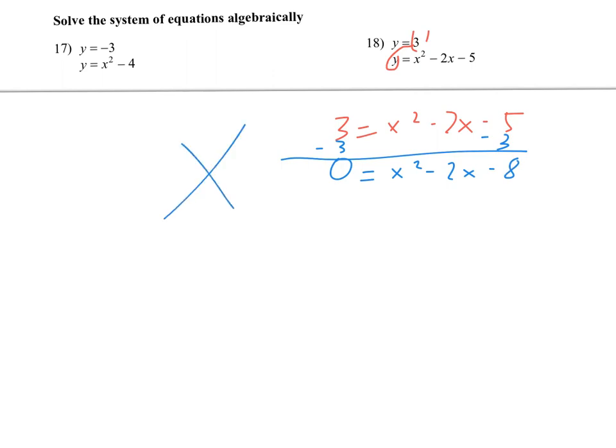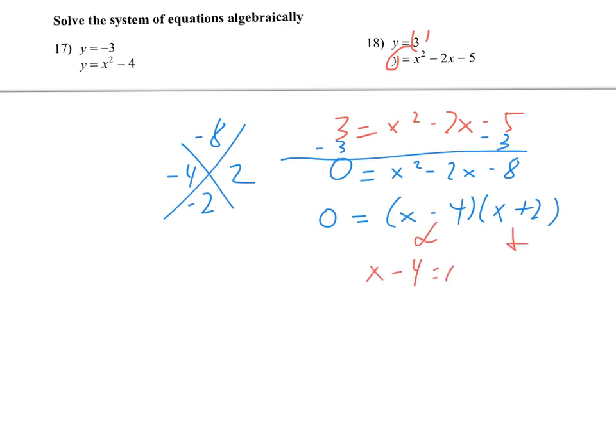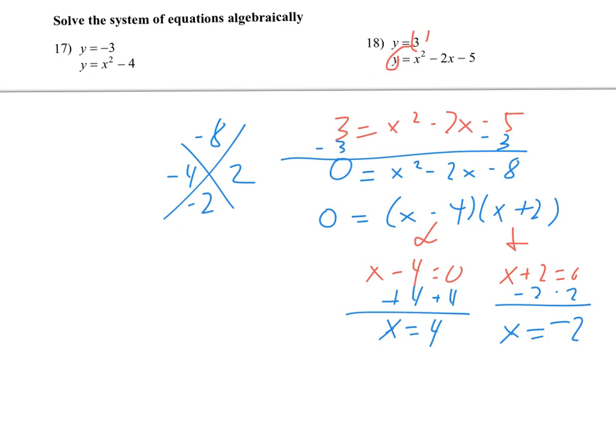And then I'm going to factor this, thinking of two numbers that multiply to negative 8 and add to negative 2. So that's negative 4 and positive 2. And then I'll write that out. And now I'm going to split that up and set each of these equal to 0 and solve. And so on this one, I'm going to add 4 to each side. So x equals 4. And then I'm going to subtract 2 from each side, and x equals negative 2.